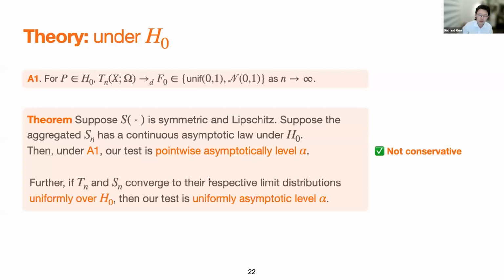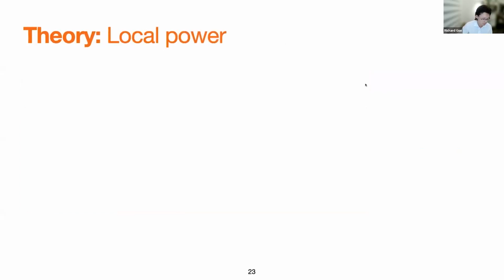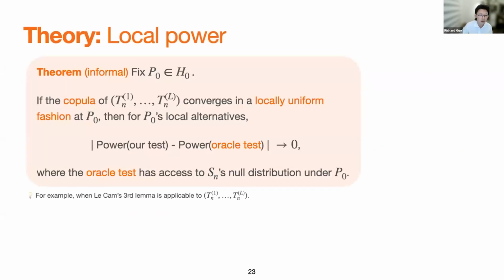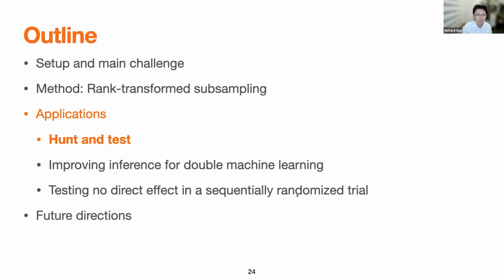And under further assumptions on the behavior of the statistic over the null, our test is uniformly asymptotically level alpha. All right, about power. Under some assumptions about the local uniform convergence of the copula of those exchangeable statistic vectors, we can show the power of the test is no different asymptotically than the power of an oracle test. That oracle test simply happens to know the true null distribution of the aggregated test statistic. So this is what we can show.